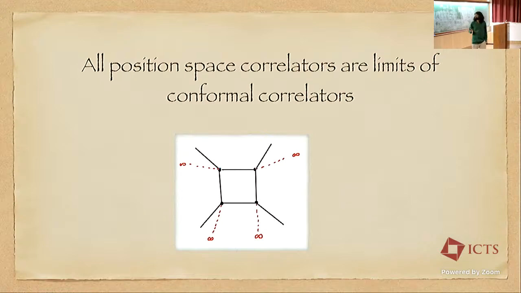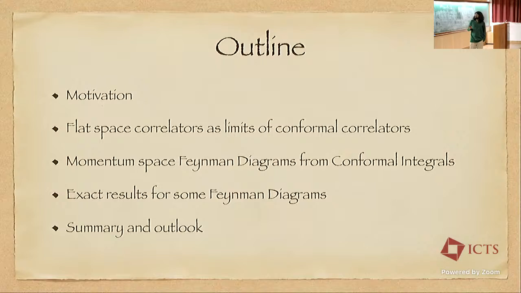Okay, so if you give me any Feynman diagram in position space that you want to compute, I will add an extra field at each vertex so that the conformal constraint is satisfied at each vertex, and take all of those points away to infinity in the end. So that's how you get flat space correlators as limits of conformal correlators. And now we will use this result to get to momentum space Feynman diagrams from conformal integrals.